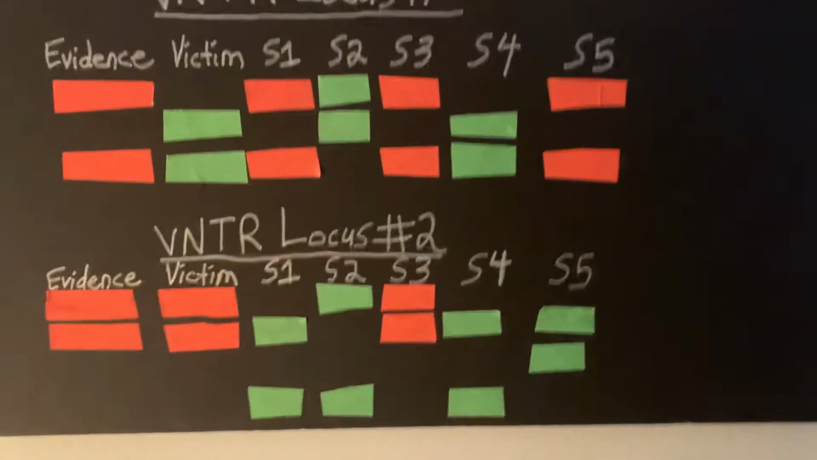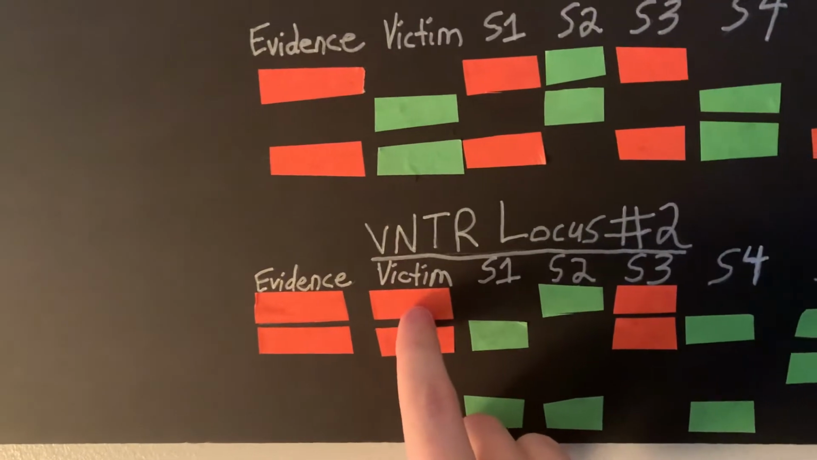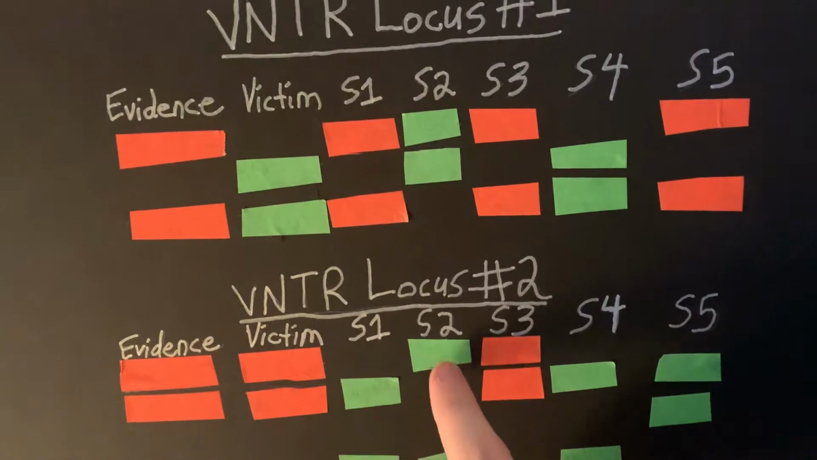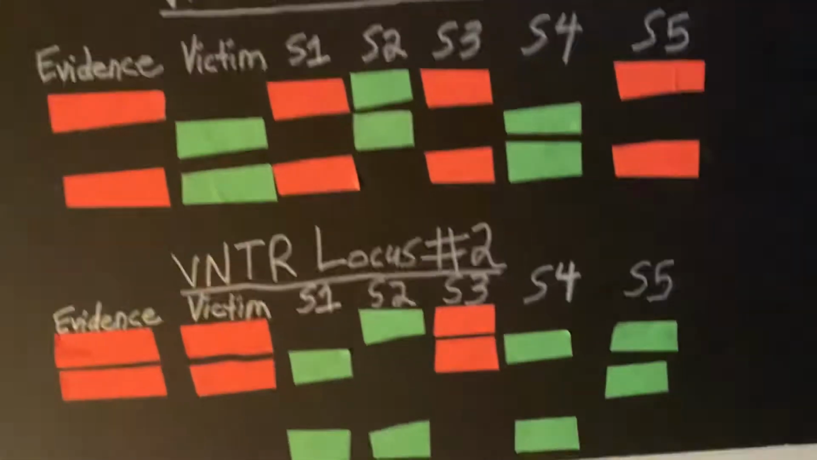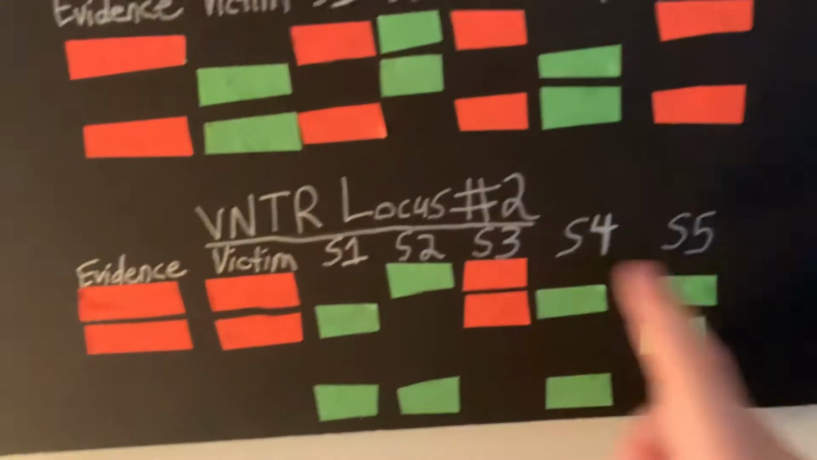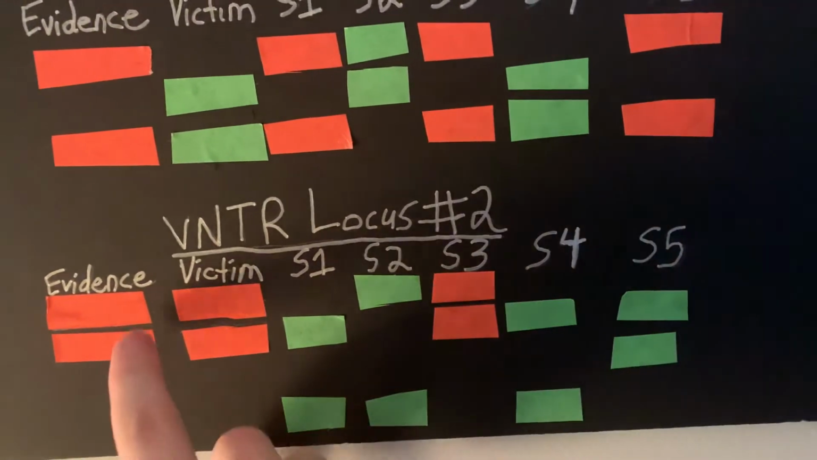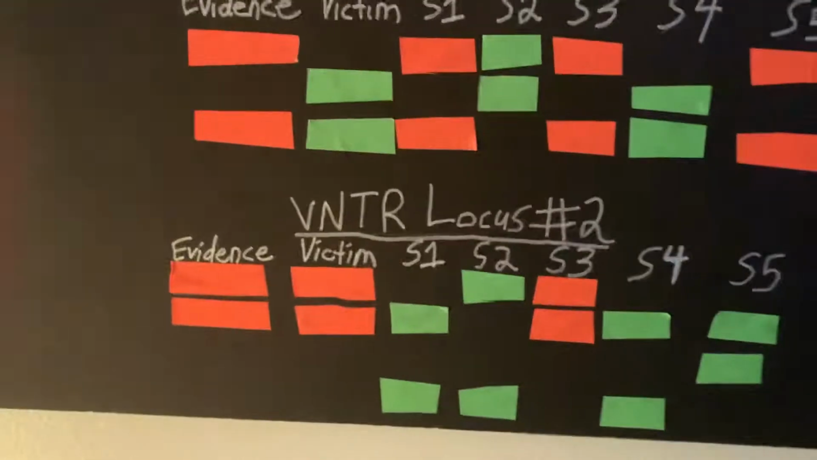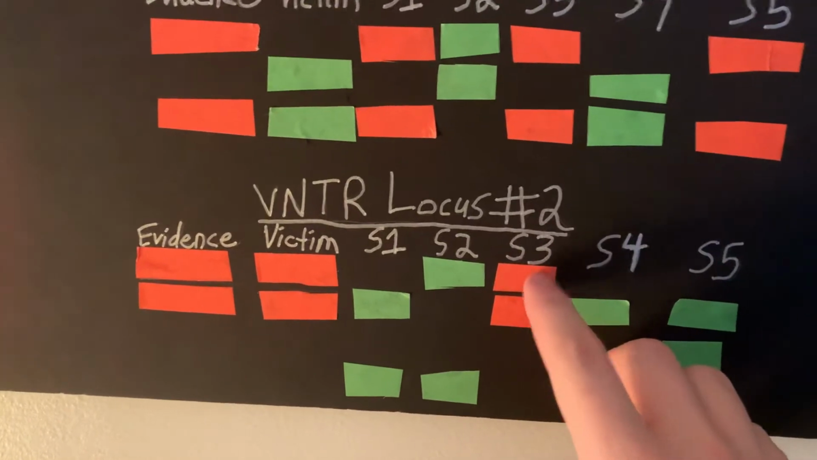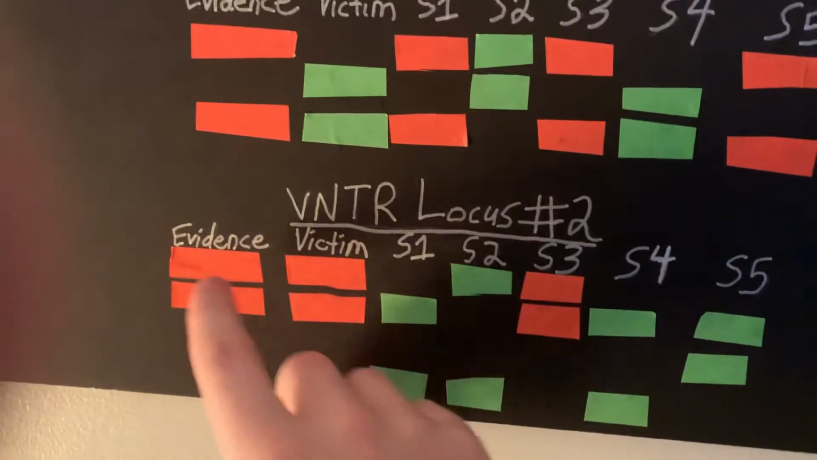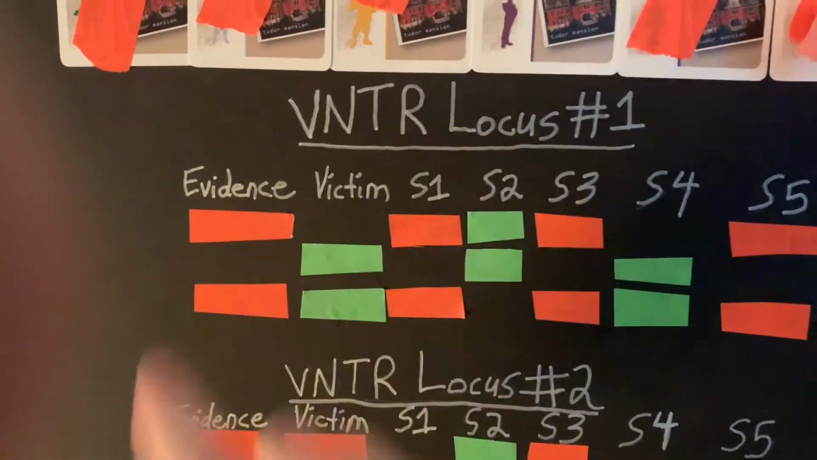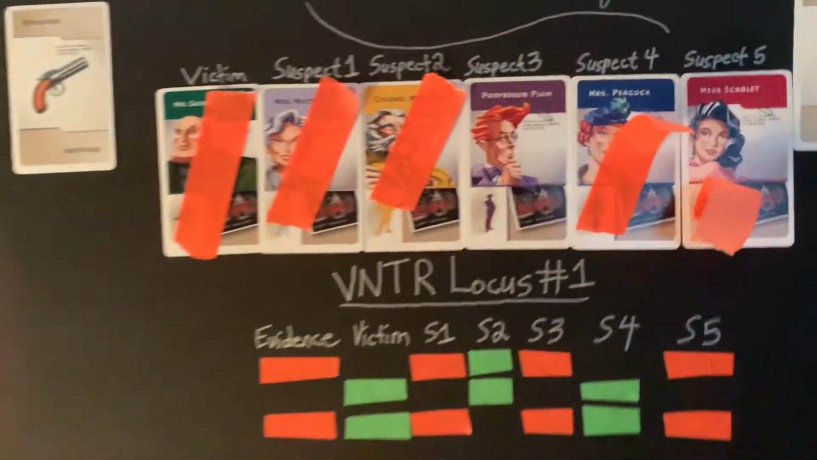So we look at locus 2, in which the evidence matches with the victim and suspect 3. But we know from locus 1 that suspects 2, 4, and the victim are all safe. In locus 2, we see that suspects 1 and 5 are now safe because they do not match with the evidence. So we can say that Miss Scarlet and Miss White are also safe. This leaves us with Professor Plum, and this is consistent in that Professor Plum matches exactly with the evidence in locus 1 and locus 2. So we can safely say that Professor Plum is in fact the killer.